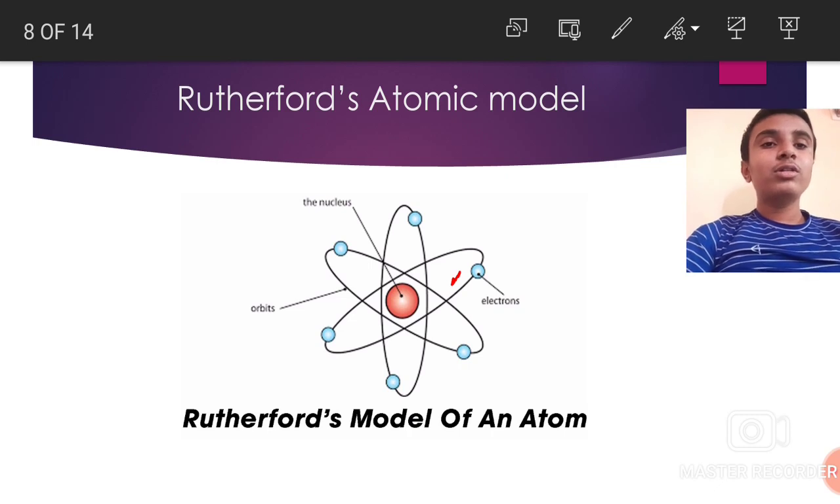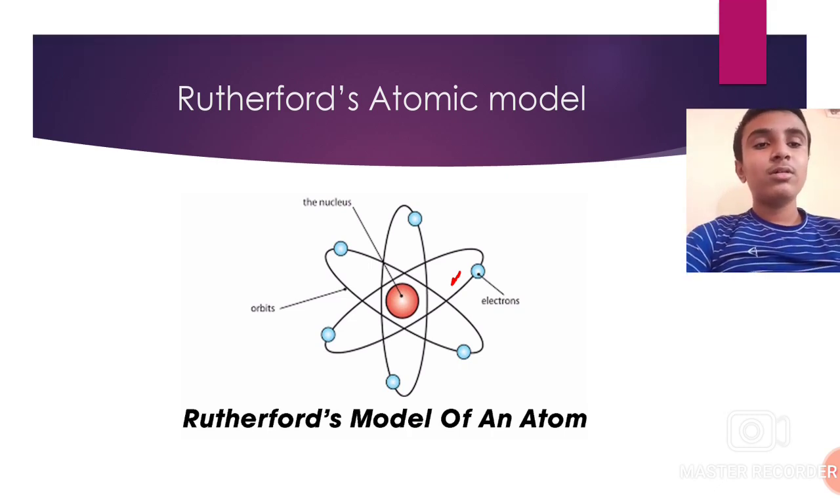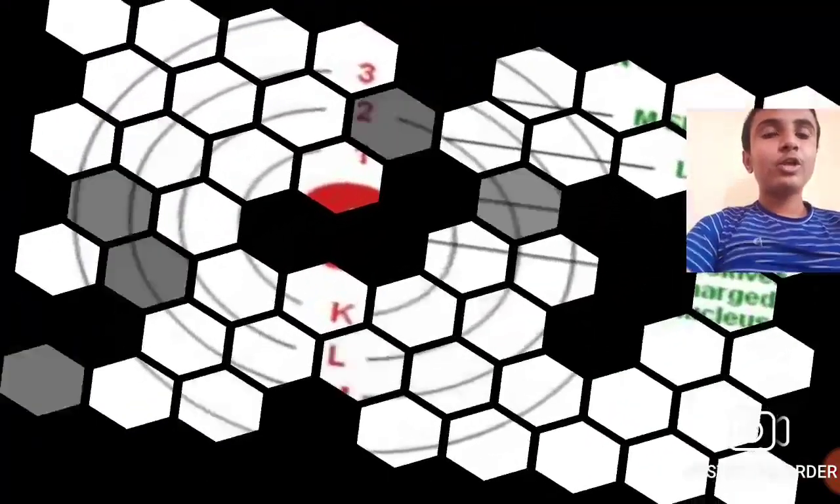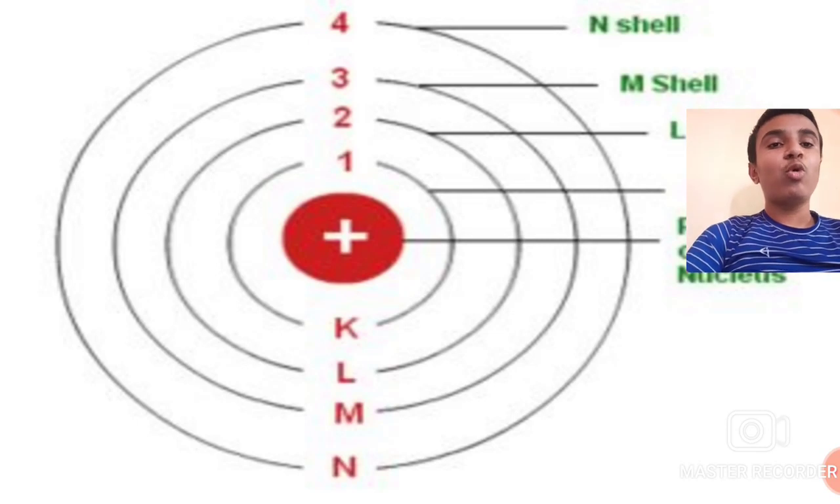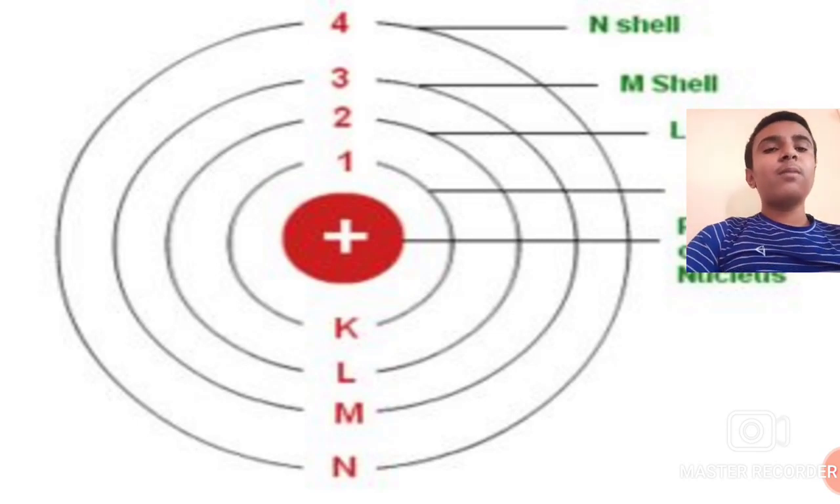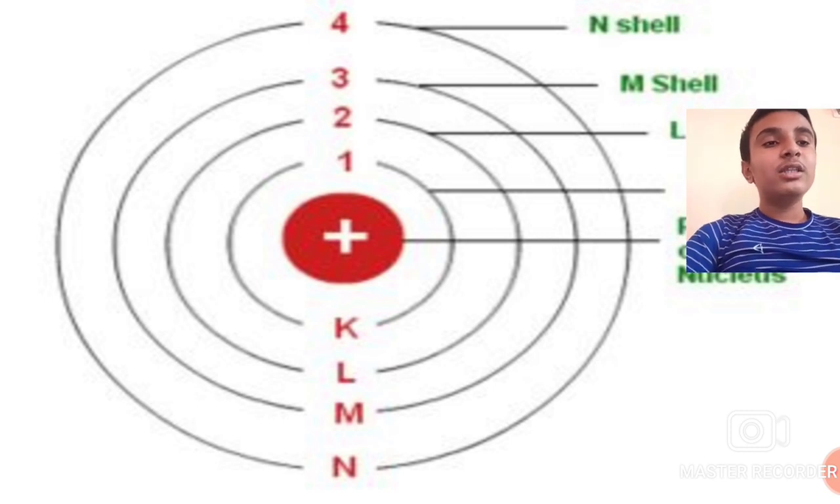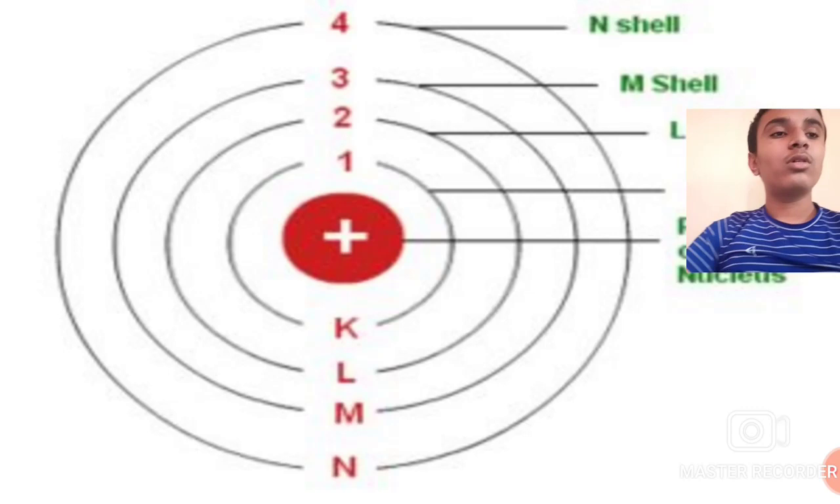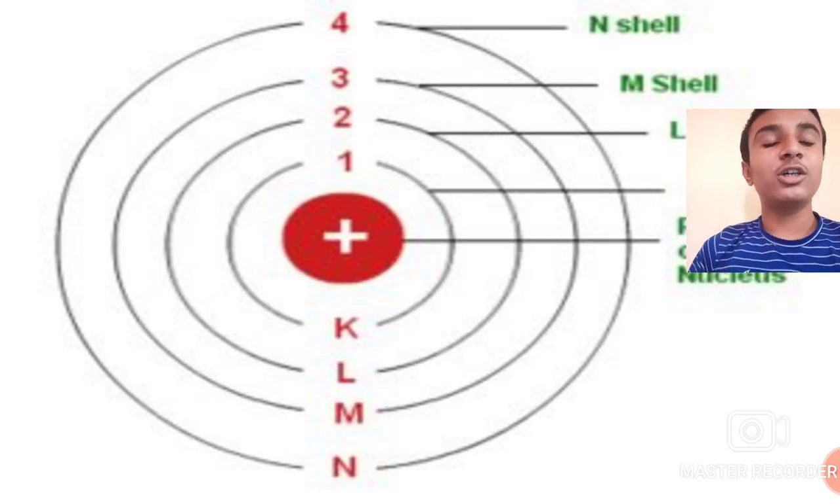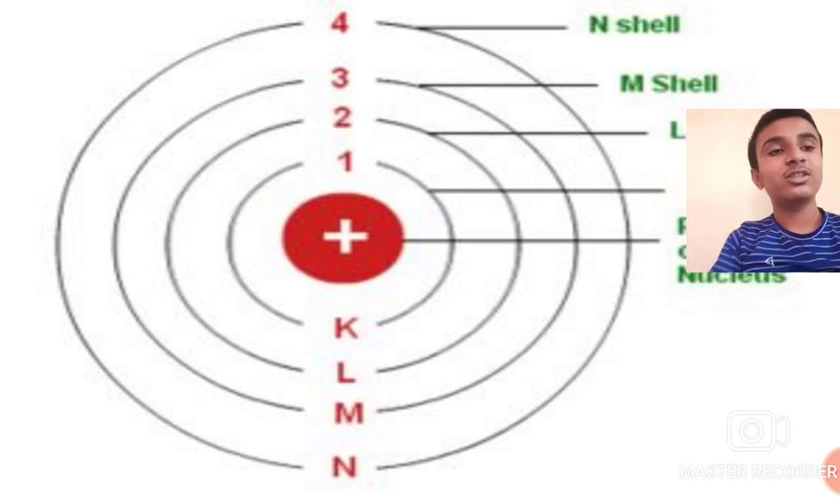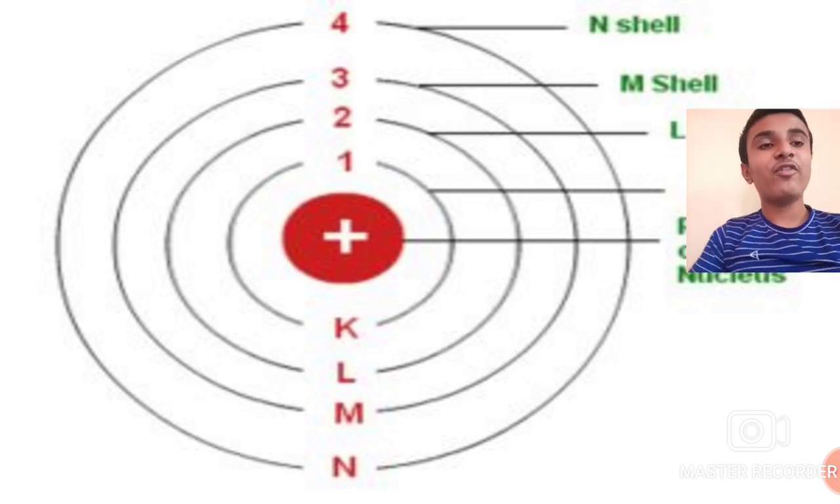Now we will go forward and see the new atomic model. The scientist Niels Bohr proposed a new atomic model. Why? Because Rutherford's atomic model failed to prove the stability of atoms.